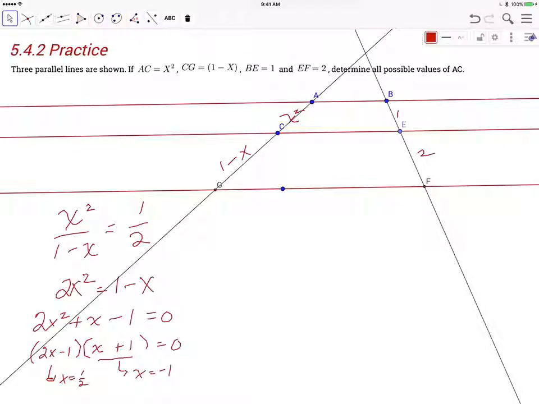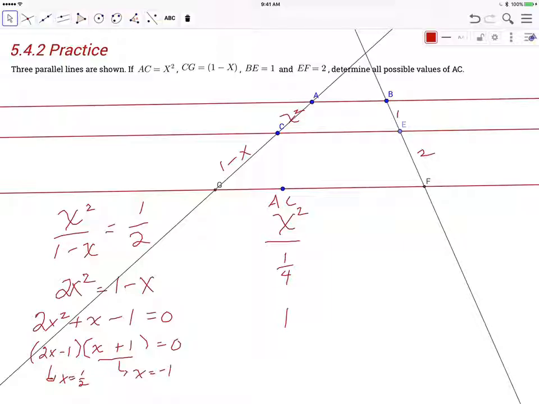we have a couple of values up here. So we're looking at x squared because the question asks for AC. AC is x squared. If x is a half, then AC can be a fourth. Or if x is negative 1, x squared could be 1. Well, hopefully, does that work? Yeah, I guess maybe it does.